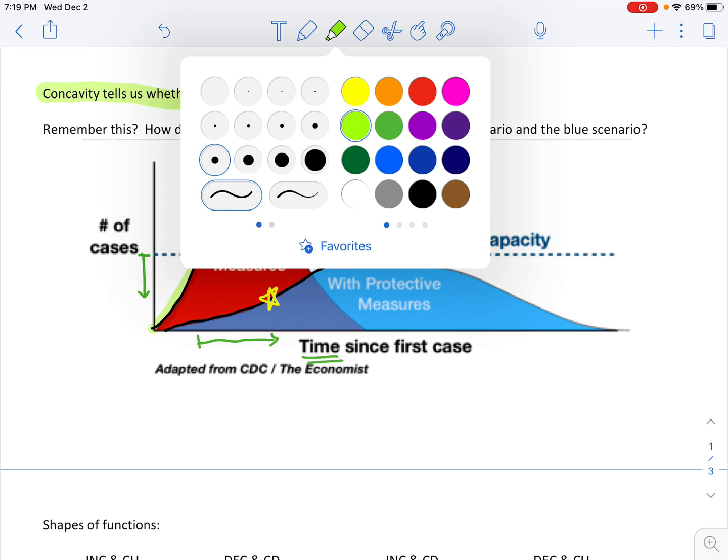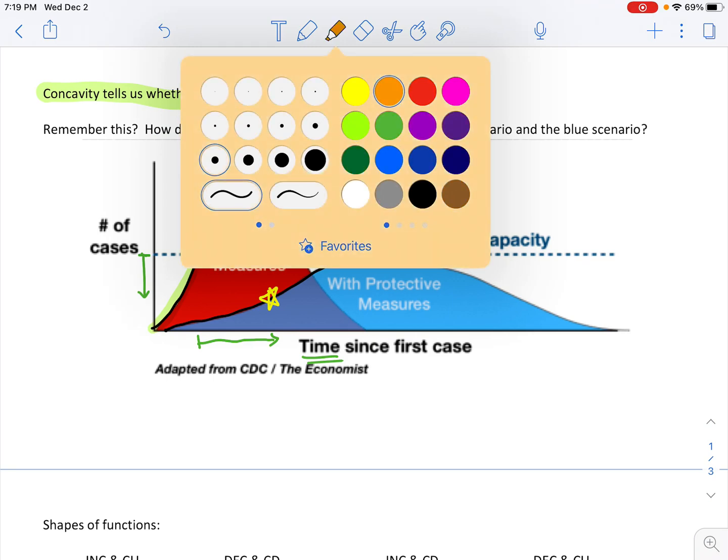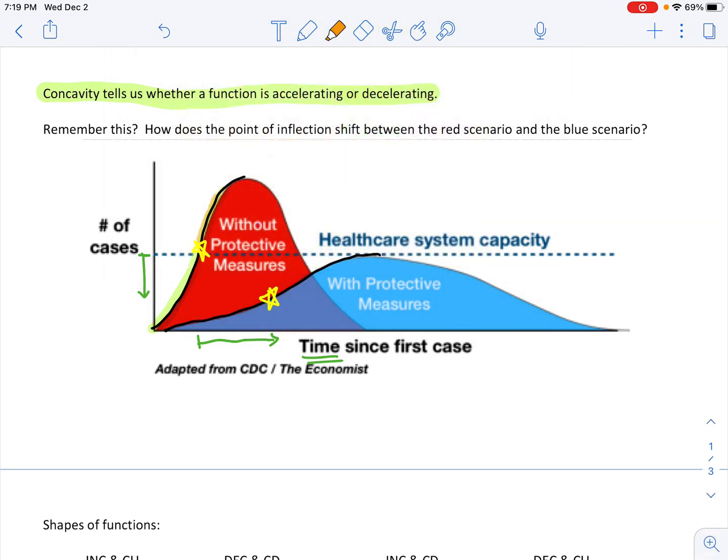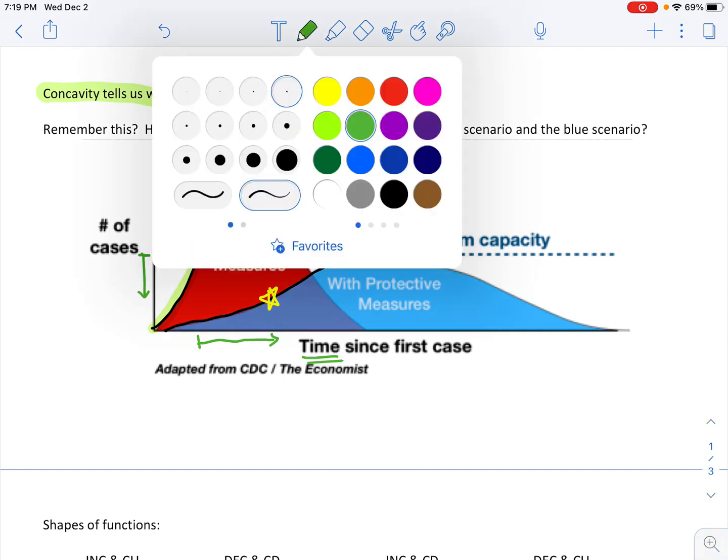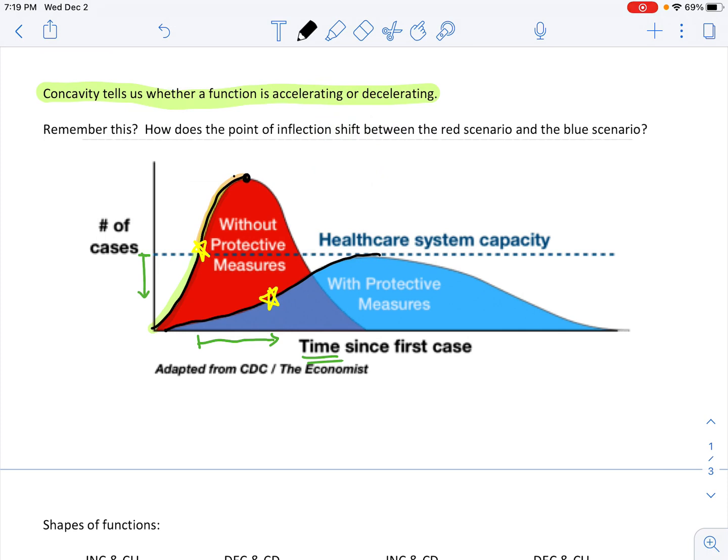And that slowing down, actually, let me do it with orange. That slowing down here is what allows us to reach the peak, right? The slope changes from increasing in value to decreasing in value at the yellow star, and that's what allows us to finally peak, right? Because our slope finally reaches 0 at the top. We max out the number of cases, and then we start to decrease, right?